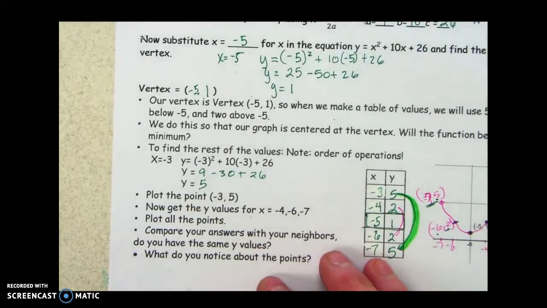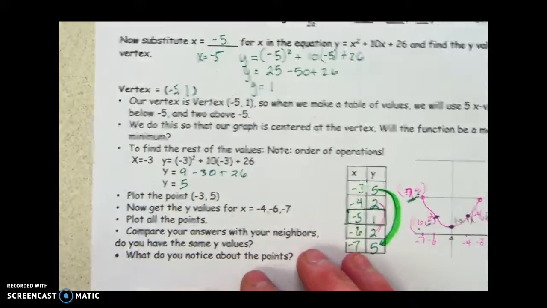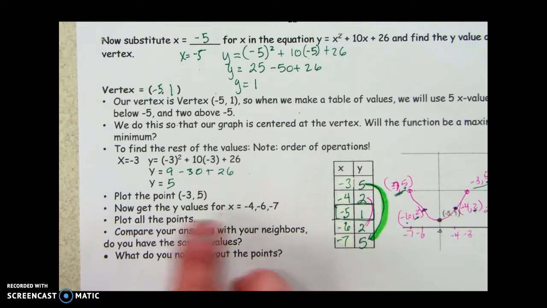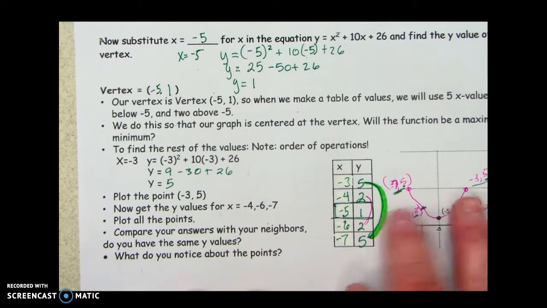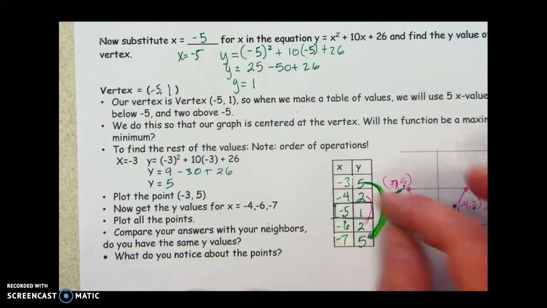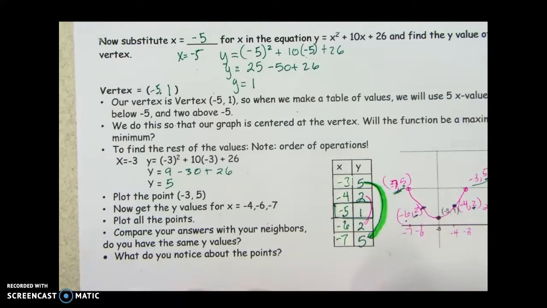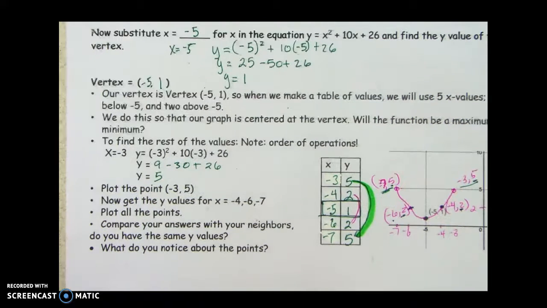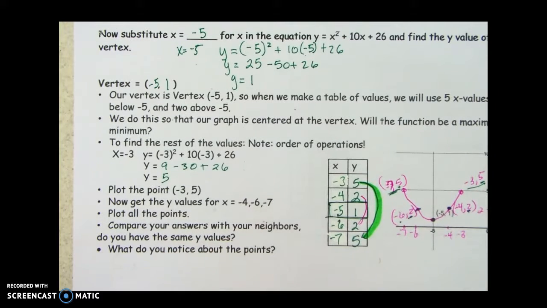Now, questions that you want to be able to answer. We plot each of those points, compare our answers with our neighbors, and what do we notice about the points? The symmetry. They're bookends. The top number is the same on the y value side. The top number is the same as the bottom number. And then the next one up to the next one down. And then the middle number is all by itself. Okay, that's the way it should end up being. Good luck doing the rest of them.